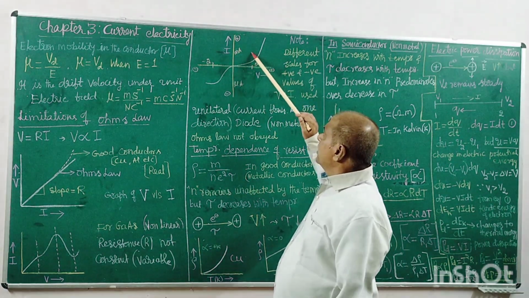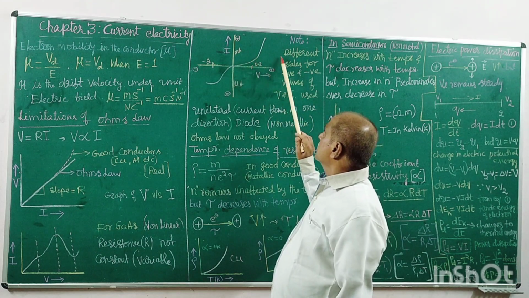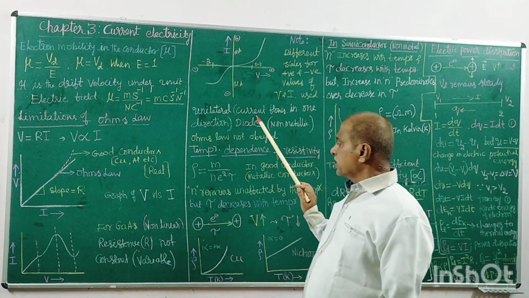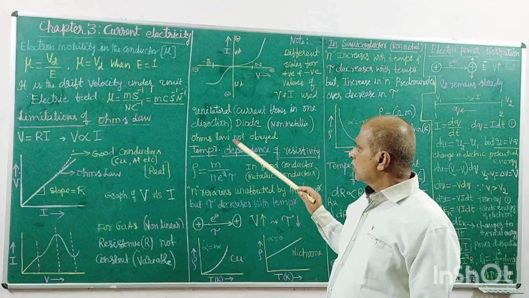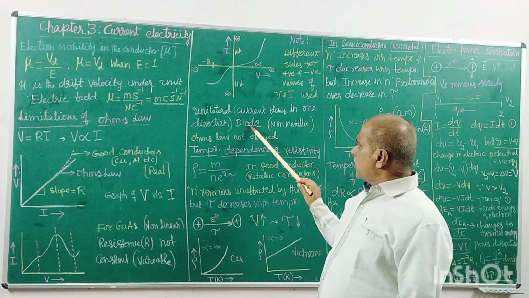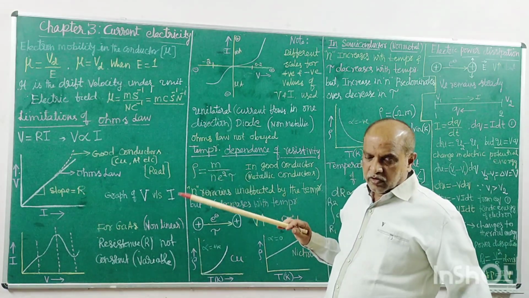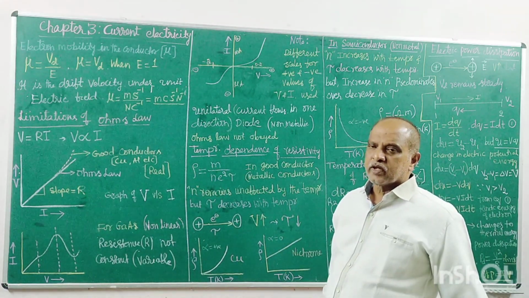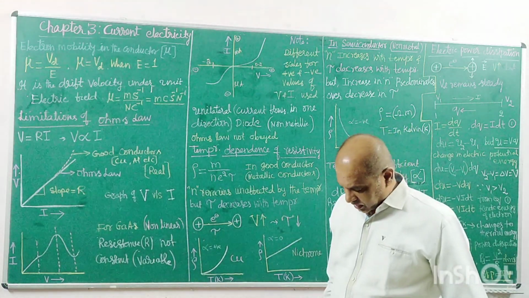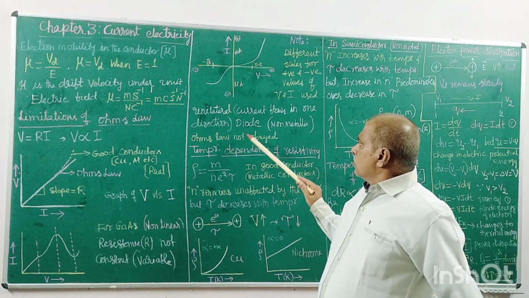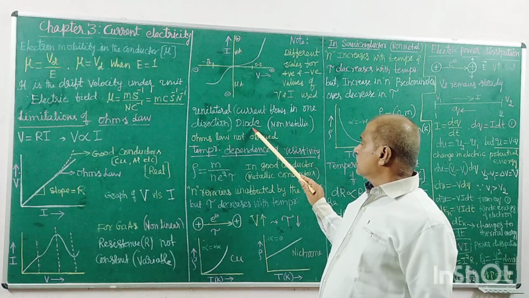One more set of materials: non-metallic materials. Non-metallic materials means silicon and germanium, because you have heard of silicon and germanium, they are semiconductors, materials of semiconductors, used for making diodes and transistors.